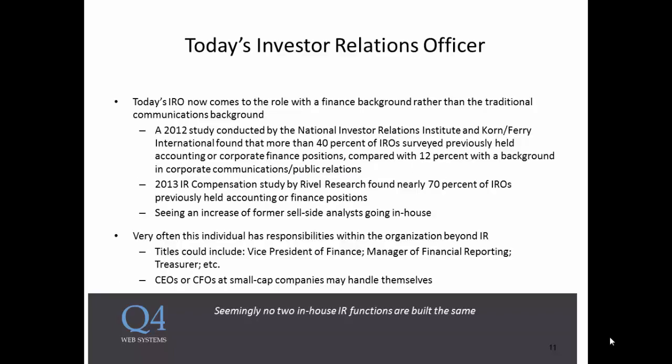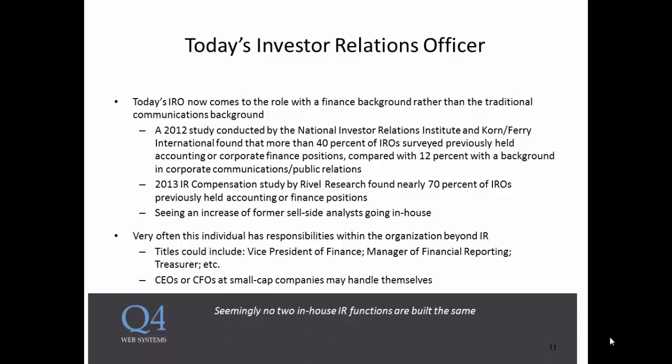In this chapter, I wanted to take a quick look at who is today's investor relations officer, because that individual has changed over the last decade or so. Today's investor relations officer now comes with a finance background more often than a traditional communications background.